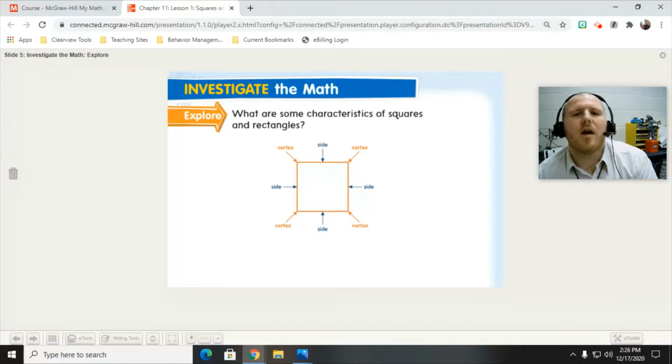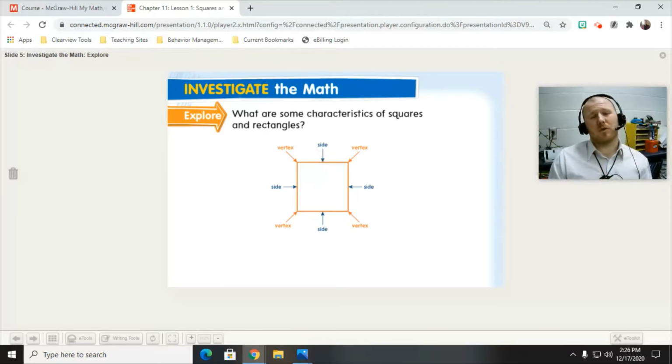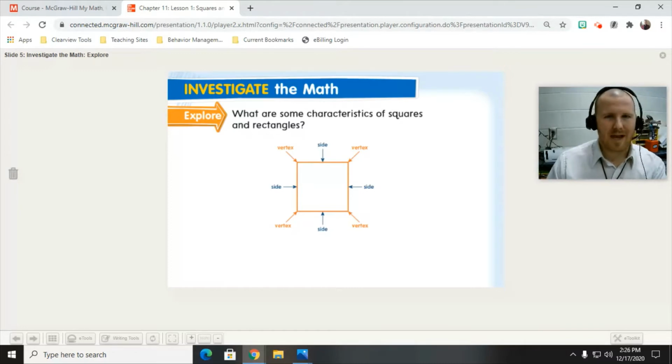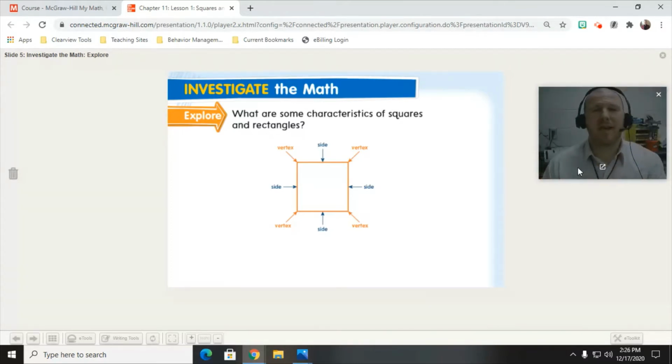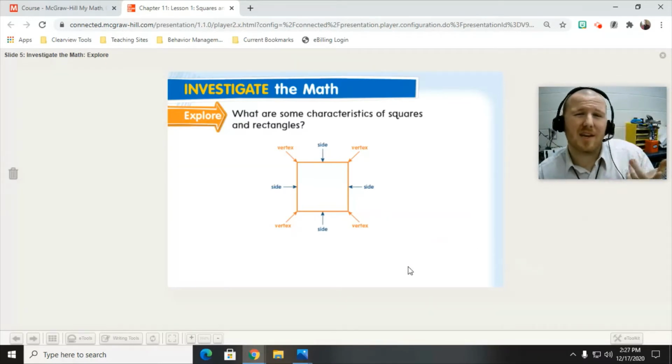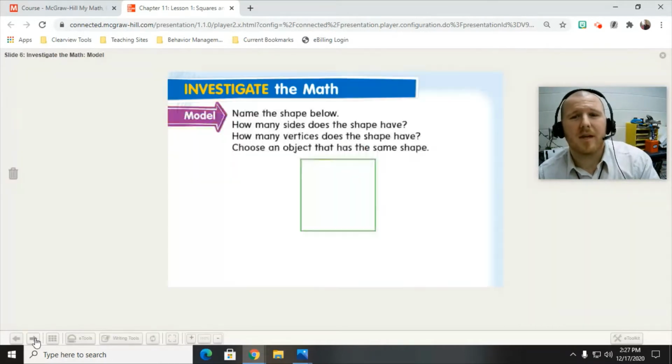Okay, so what are some characteristics of squares and rectangles? Well, they talked about sides and corners. Now, there's a fancy word for a corner, which is called a vertex, which sounds super radical. But a vertex is when, boink, you got 2 lines that meet in a corner like that. That's why they say corner. So let's take a look.